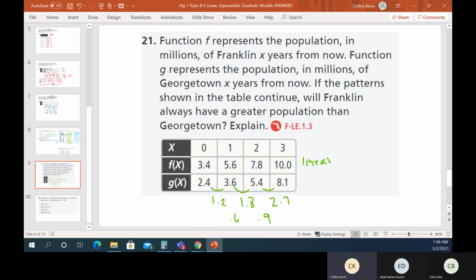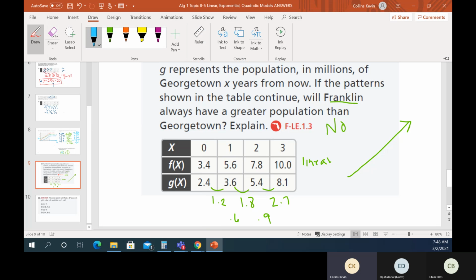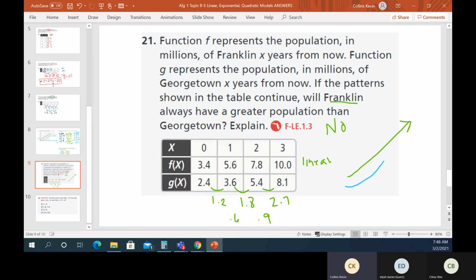So the question was, it says, will Franklin always have a population greater than Georgetown? The answer is no. Because Franklin has a graph going like that, a linear graph, right? Georgetown might start off lower, but since it's going to be exponential, that's going to look like this. It's going to start down here lower than this guy, but eventually it's going to do this. It's going to take off. So this guy is growing at an exponential rate. This guy's growing at a linear rate, and exponentials will always win out over linear.